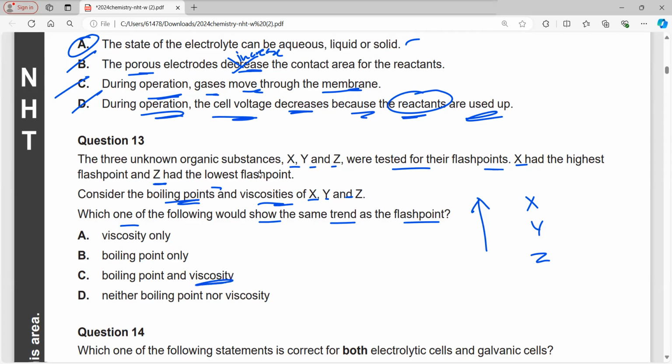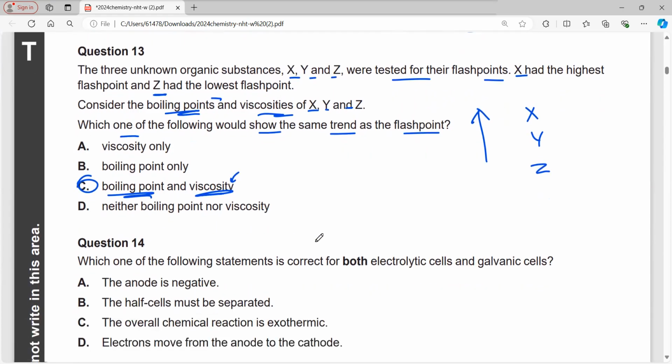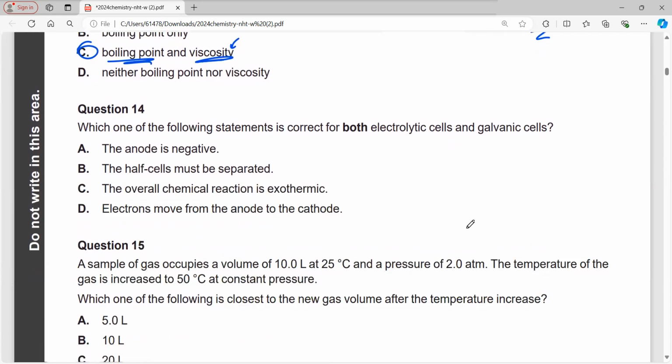And what you'll find is that viscosity and boiling point actually follow a similar trend as flash point, where it has to do with the strength of intermolecular forces, right? So if it were to show the same trend, it would be both boiling point and viscosity. Because viscosity is to do with the resistance to flow, and it'd be more resistant to flow if the intermolecular forces of a substance are stronger and therefore more adhered to each other. I know that was a really bad explanation, but hopefully that makes sense.